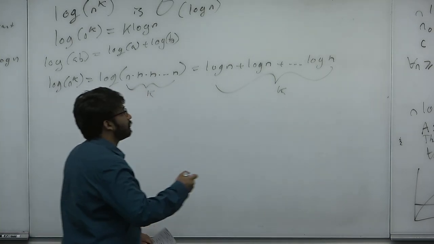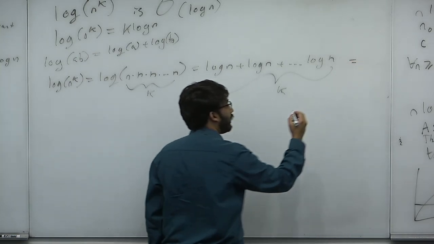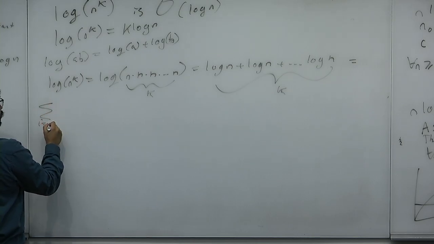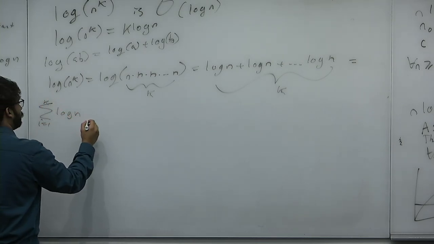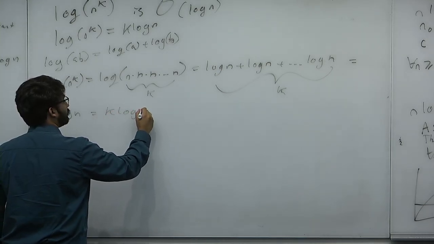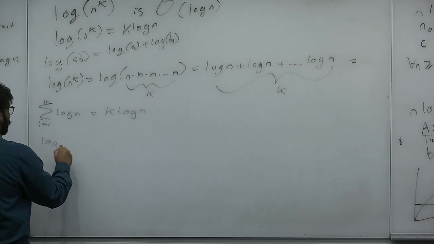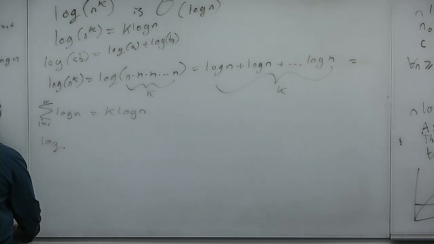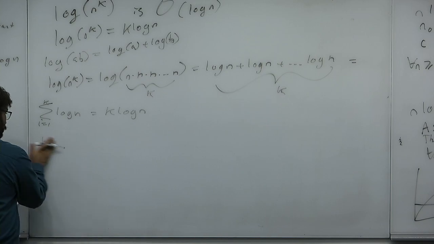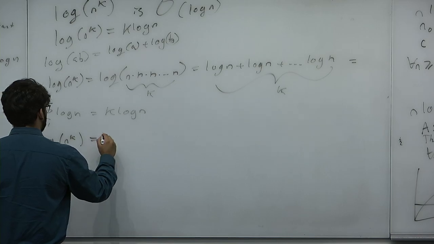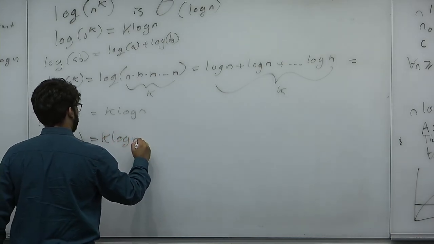This is a little unnecessary on my part, but then that is equal to the sum of i equals 1 to k of log of n, which is just equal to k log n, right? QED. That's why you do this, the log rule. You bring down the k for that reason. So log of n to the k is then equal to k log of n, right?